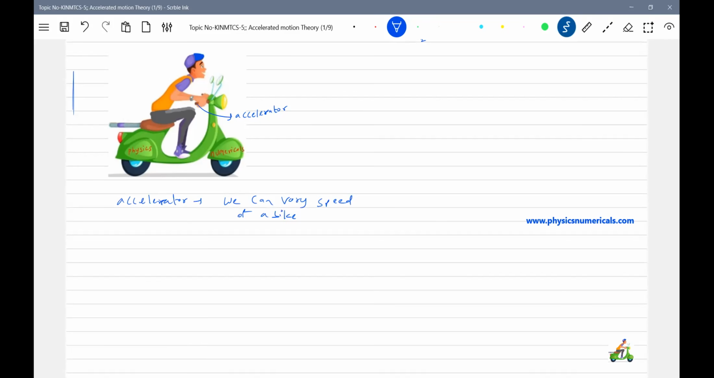I'm going to discuss acceleration. Okay, this word acceleration will be very important. So using the accelerator, you can vary the speed of a bike. If you want to increase it, you should rotate this like this. You twist your arm. Speed will increase. If you want to decrease speed, rotate the other way.